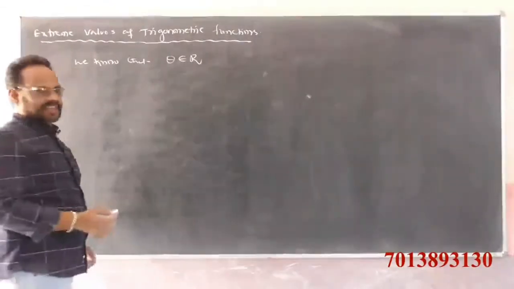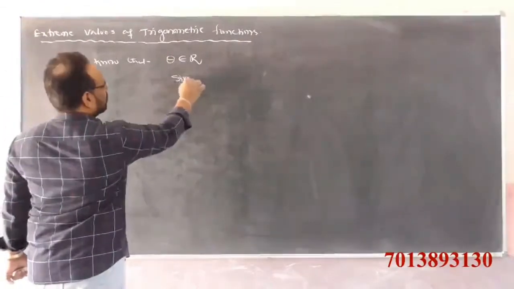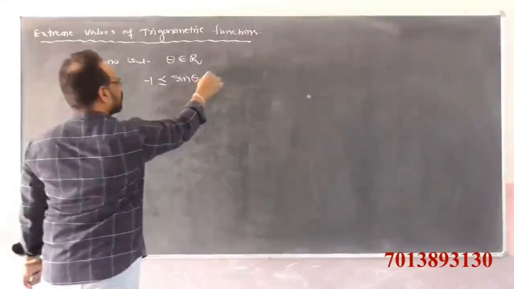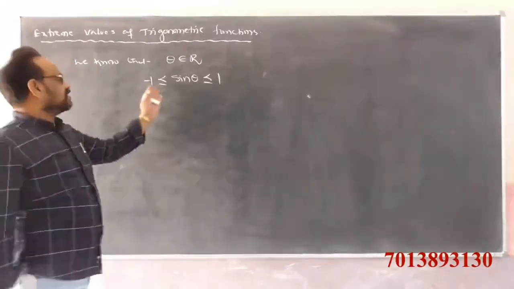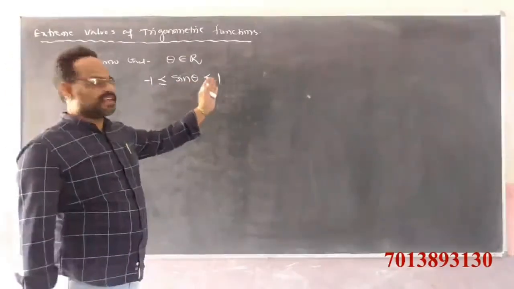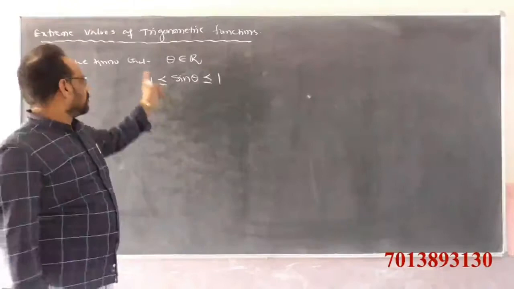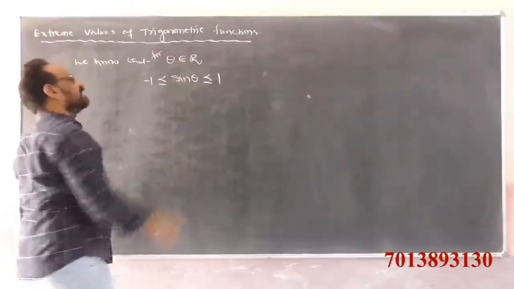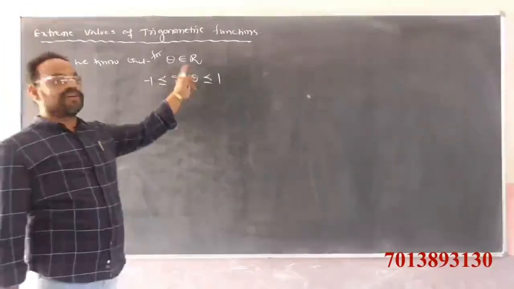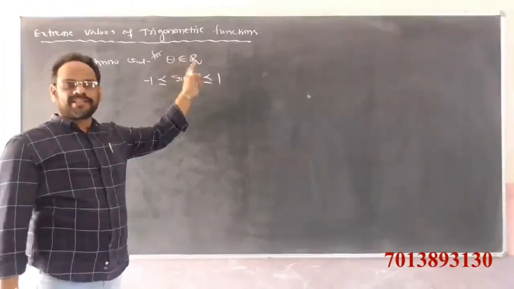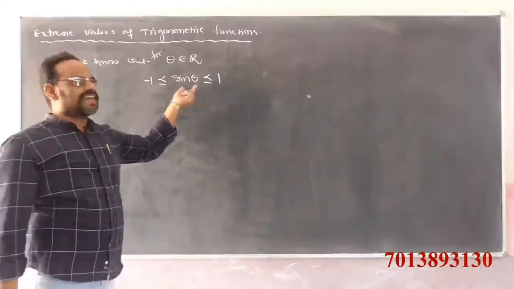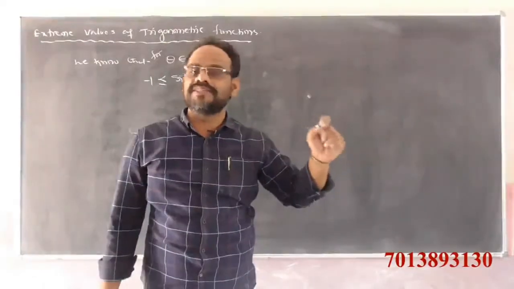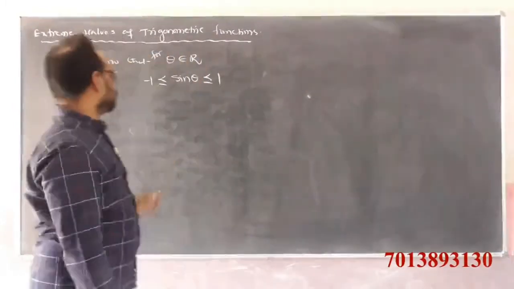The sine function is sine theta. Sine theta is always greater than or equal to minus 1 and less than or equal to plus 1. So we know that for any theta belonging to R, any real number, sine theta always lies between minus 1 and plus 1.